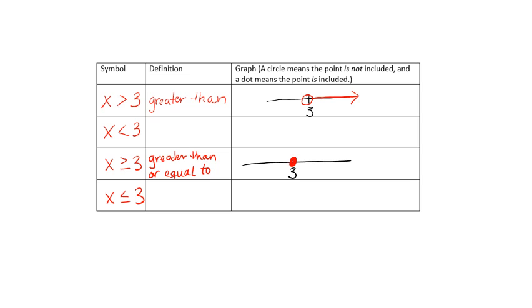Since on this one I want to include 3, I'm going to fill in the circle and say all numbers, because 3 is greater than or equal to 3, 4 is greater than or equal to 3, 5 is greater than or equal to 3, so all those numbers are.